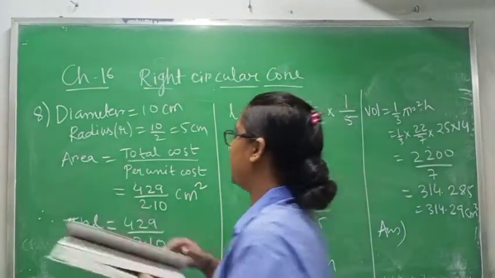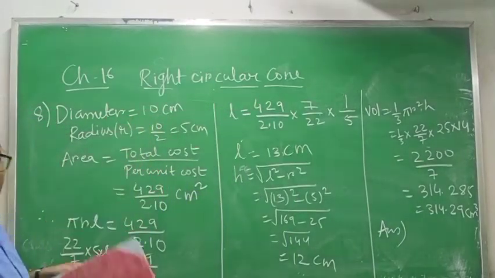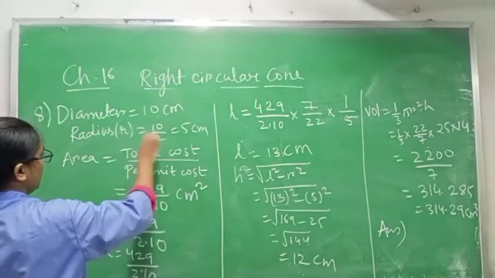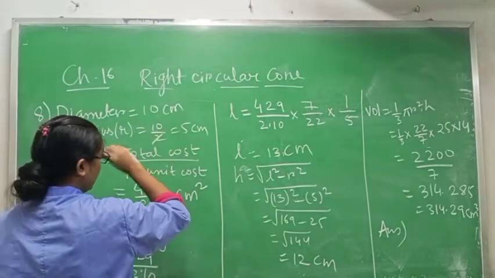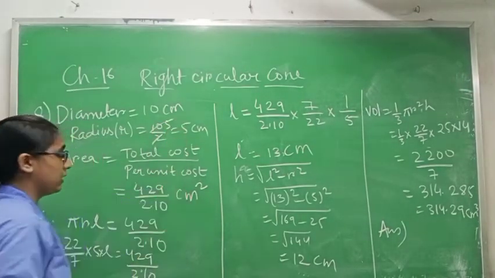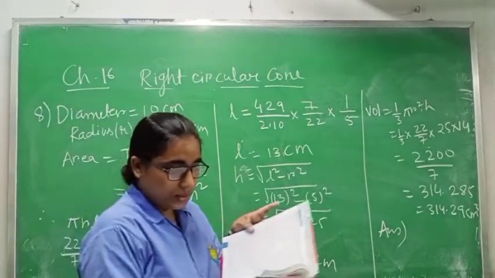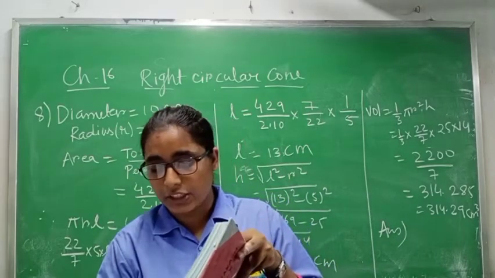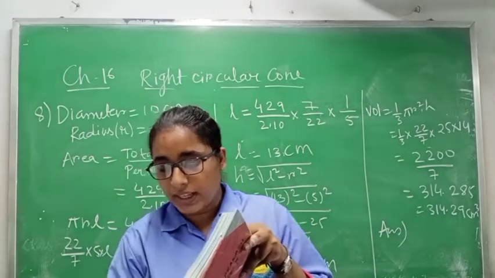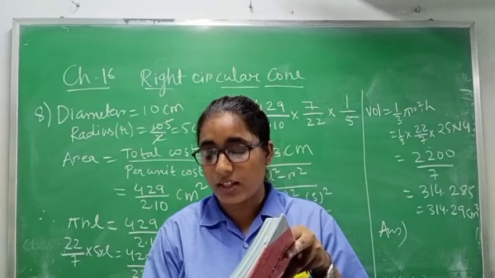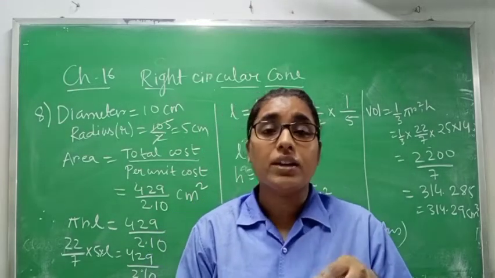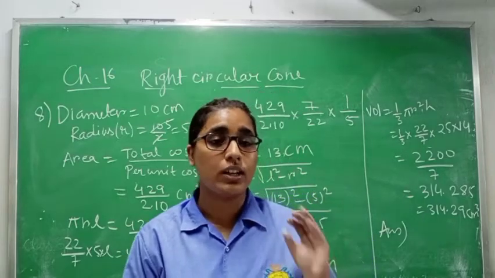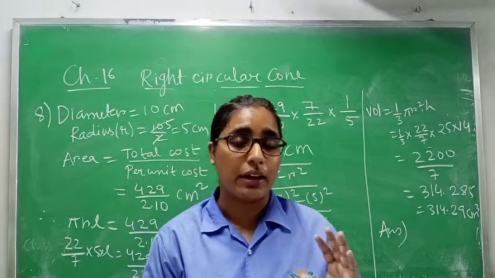Diameter is given 10 centimeter, so I have written diameter as 10 centimeter. Then radius will become 5 centimeter, because radius is half of diameter. Now after this read, the expenditure for polishing upper surfaces of the toy at the rate of rupees 2.10 per centimeter square is 429. Upper surfaces means we have to find area of curved surface. Okay, curved surface area we have to find.